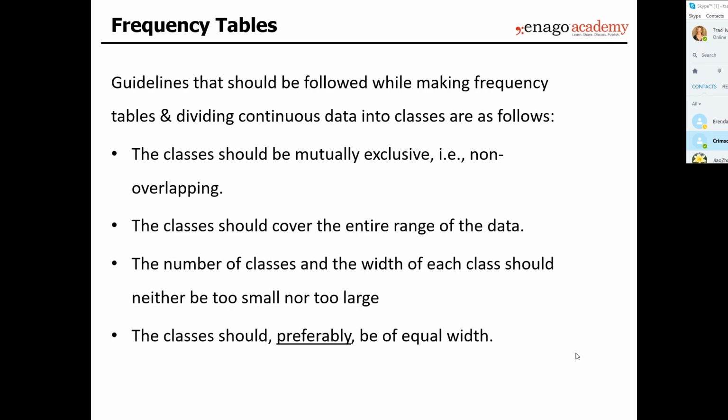There are some guidelines that need to be followed when we're using frequency tables. The classes that you're using should be mutually exclusive, meaning they're not overlapping. There should be a very discrete cutoff. The classes should cover the entire range of the data, so 0 to 100, for example, if that was your measurement range. The number of classes and the width of each class should neither be too small or too large. So you want to make sure that your categories are comparable in regards to quantity. And the classes should preferably be of equal width.